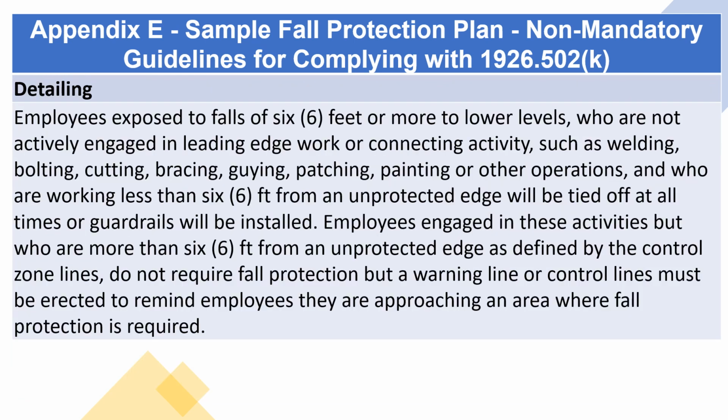Detailing. Employees exposed to falls of 6 feet or more to lower levels, who are not actively engaged in leading edge work or connecting activity, such as welding, bolting, cutting, bracing, guying, patching, painting or other operations, and who are working less than 6 feet from an unprotected edge will be tied off at all times or guardrails will be installed. Employees engaged in these activities but who are more than 6 feet from an unprotected edge as defined by the control zone lines do not require fall protection, but a warning line or control lines must be erected to remind employees they are approaching an area where fall protection is required.